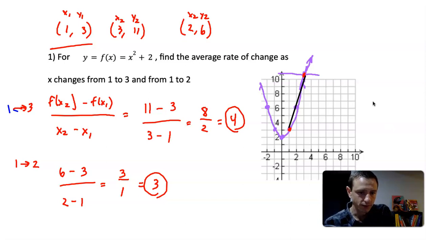And let's now draw in my poor secant line here. So this is going from 1 to 2. So that would be from here to here. It's kind of hard to see. But you see what's happening.